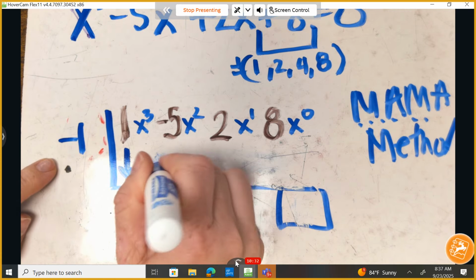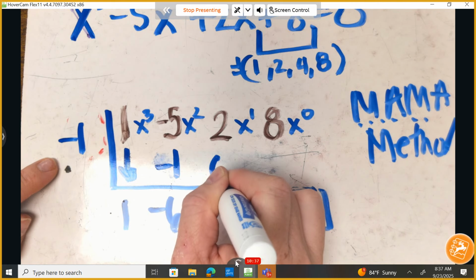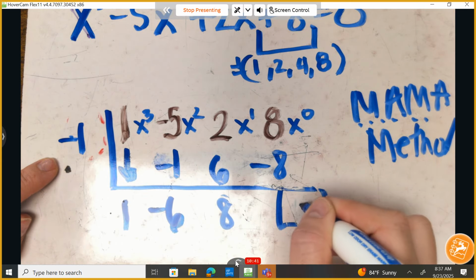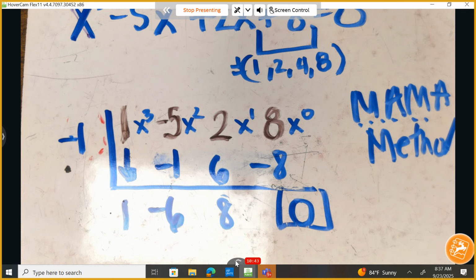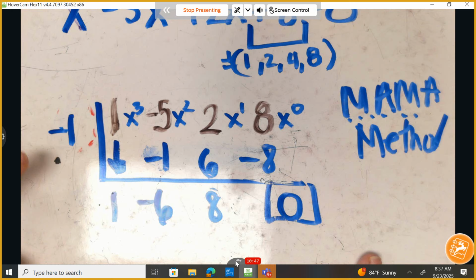Dropping down, I'm going to multiply to get -1, adding down to get -6. Multiplying to get 6, adding down to get 8. Multiplying to get -8, and adding down to 0. This works. I know one of these 3 solutions is in fact -1.